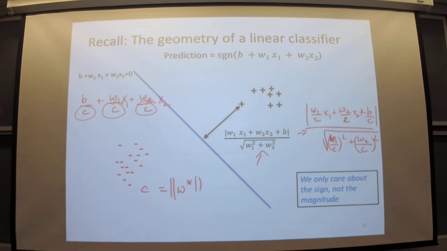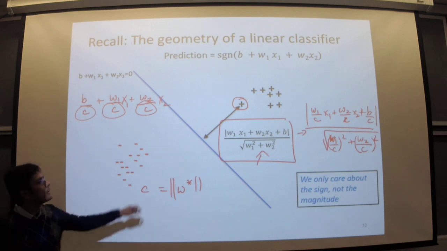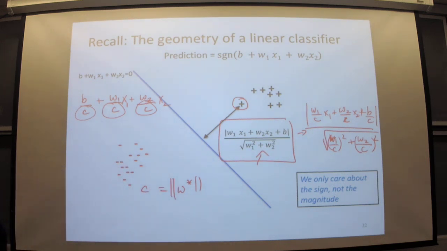Now, what will happen when I set C equals the length of W star in this quantity? In particular, what will happen to the closest one? Actually, what will happen to the numerator of that thing? Yes, your answer is right, but can you tell me why? So the answer is, when C equals the length of W star, the numerator becomes 1. At optimum. Only at optimum.